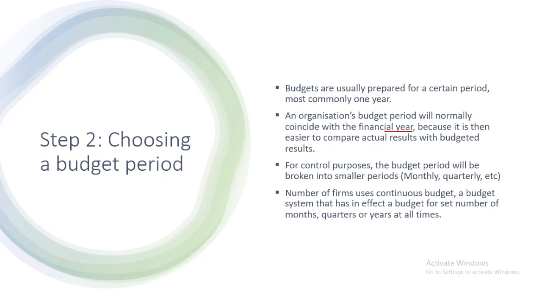Here it says that an organization's budget period will normally coincide with the financial year in which the company operates. Say the company was started in February, so its financial year starts in February and ends in January next year. This is the easiest way to compare actual results with the budgeted results.